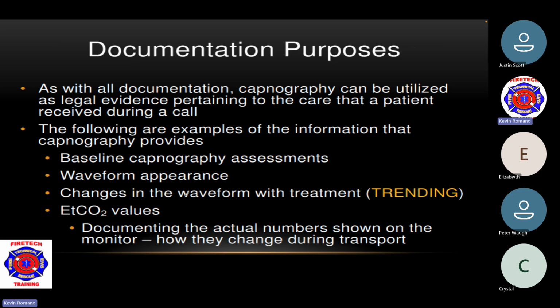One is a baseline capnography assessment. Where do we currently sit prior to treatment? It gives you a waveform appearance, so it's showing that the patient's actually breathing. It gives you a waveform, whether it's bronchoconstrictive, hypo, or hyperventilatory. That's going to be more part of your assessment, but it shows that there's something going on. And then it shows changes in the waveform with treatment, that trending that I was talking about.